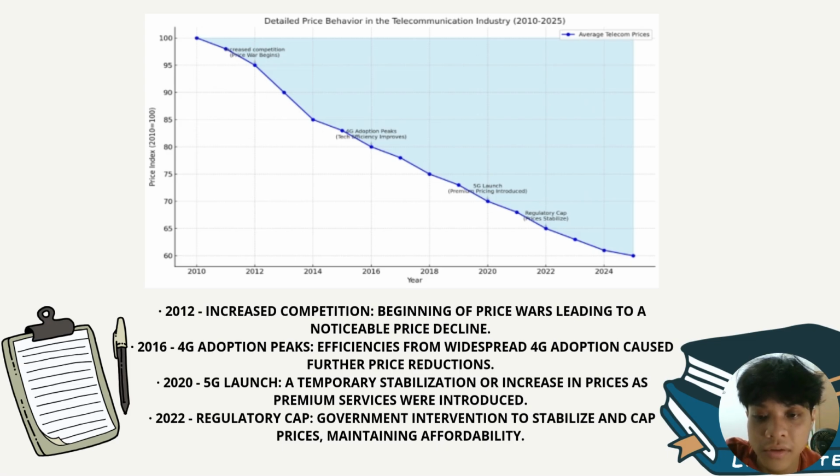Furthermore, in 2020, which is 5G's launch for the first time, a temporary stabilization or increase in prices as premium service were introduced. Furthermore, in 2020, regulatory cap, which is government intervention to stabilize and cap prices, maintaining affordability.